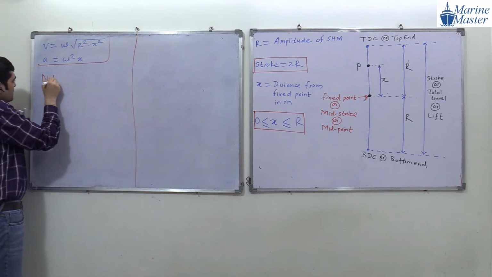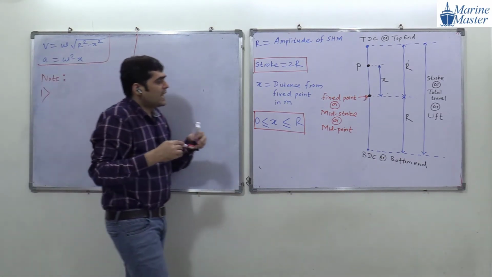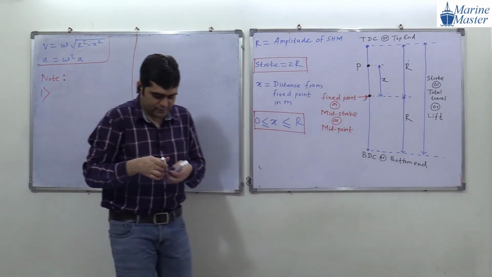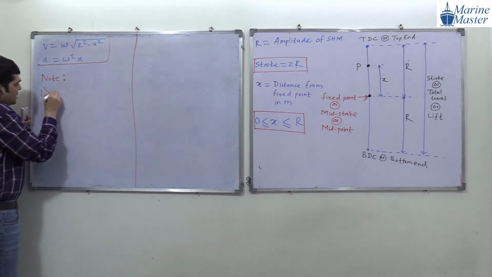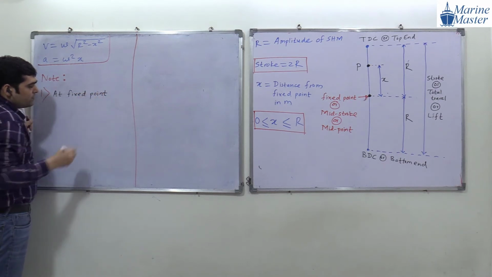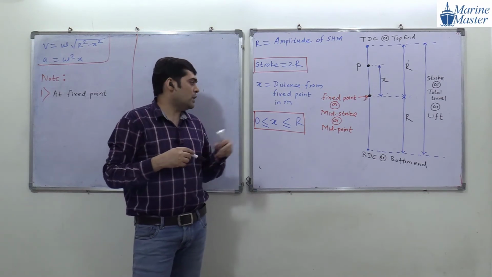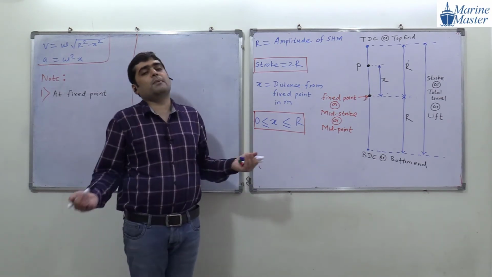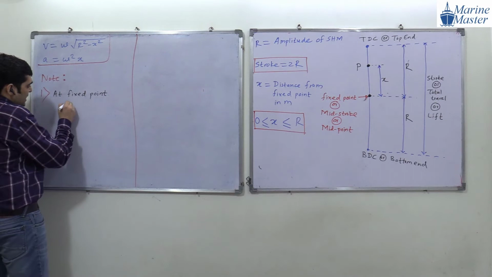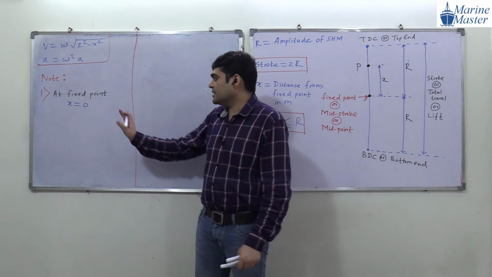What will be note number 1? Suppose we are at the fixed point. At the fixed point, what will be the value of x, everyone? I told you, the value of 0. X means distance from a fixed point. If our point P is at the fixed point, the value of x will be 0. Anyone have any doubt in this discussion? At the fixed point, x is equal to 0.